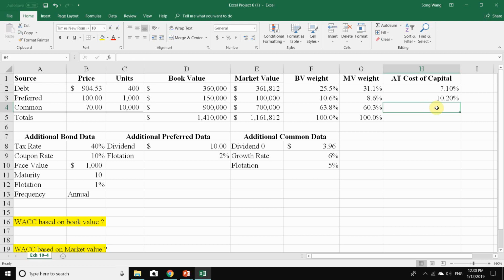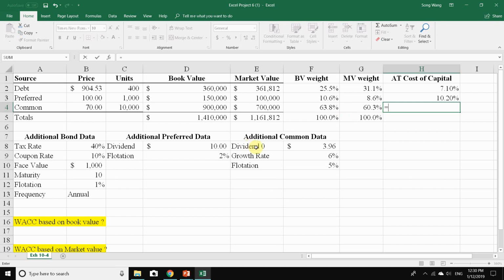And for the common stock, you utilize the formula. Be careful in the formula to get whatever done, either the price 0 or the cost of capital.